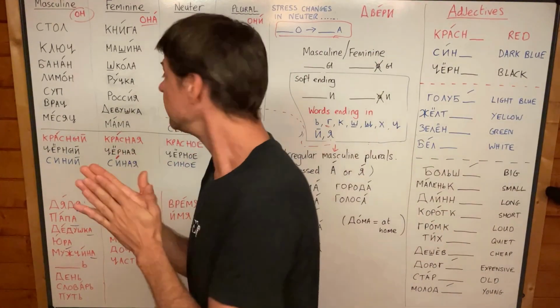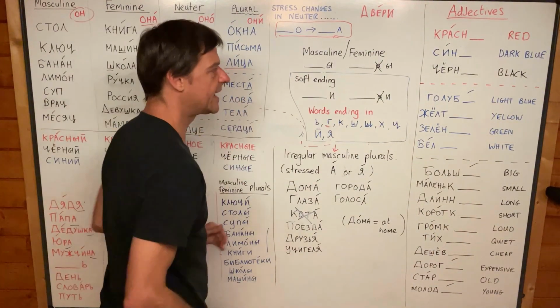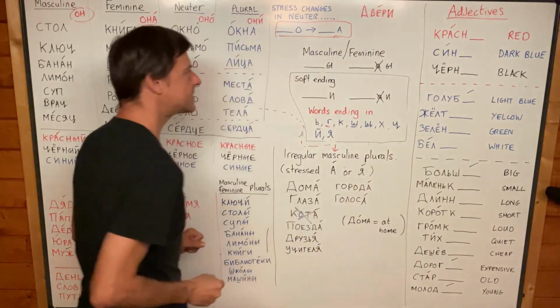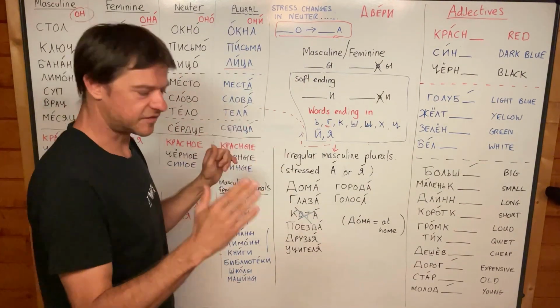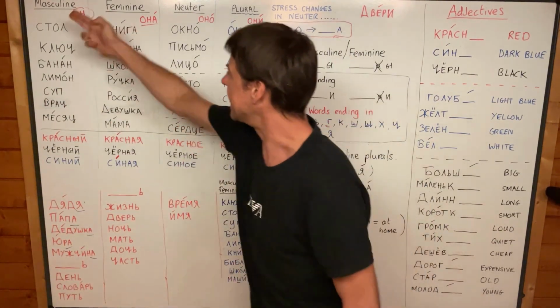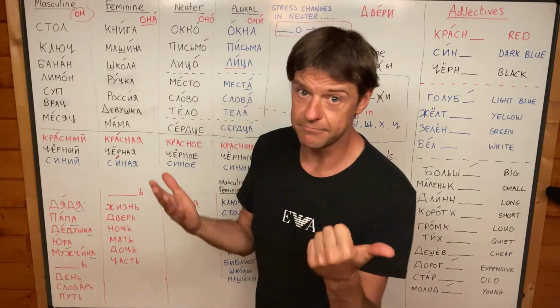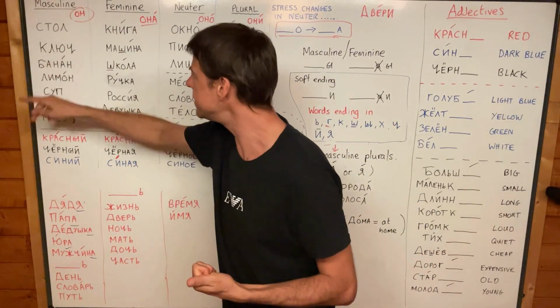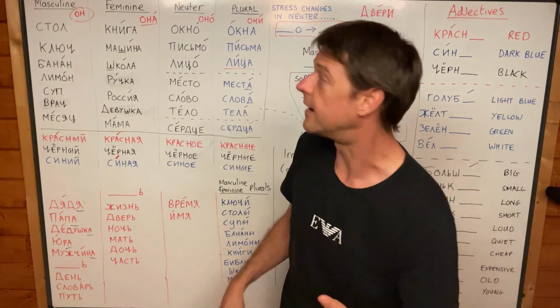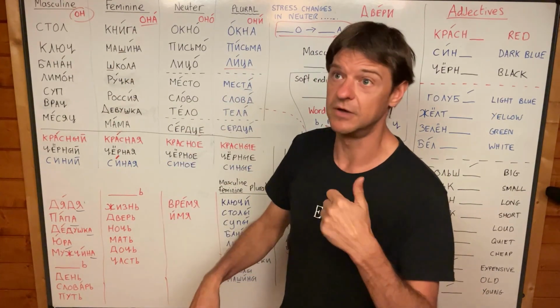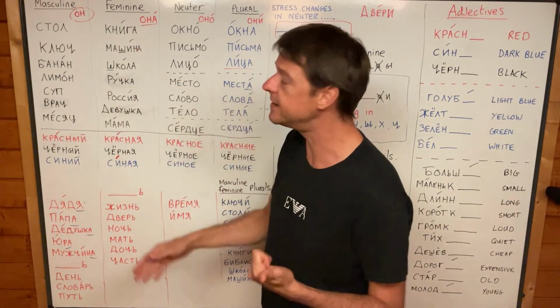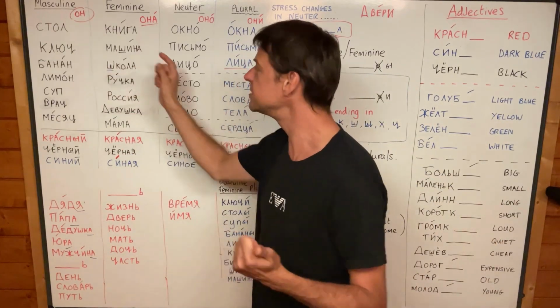Okay, welcome to a class on plurals and adjectives. Now, in the first class, you learned that for a masculine noun, you need moi if you want to say my. Yeah, you say mój stol, mój klucz, but you need moja if you want to use a feminine noun. So, my book is moja kniga, my car, moja maszyna.